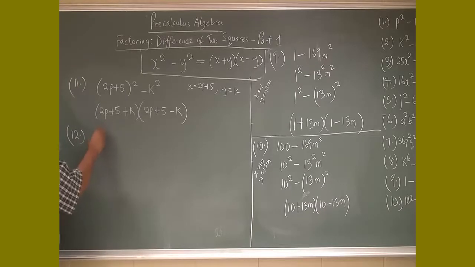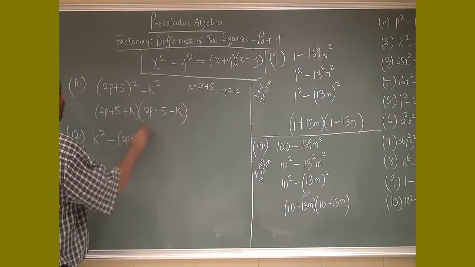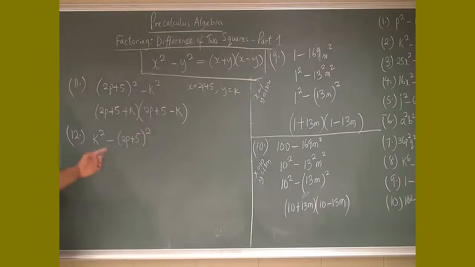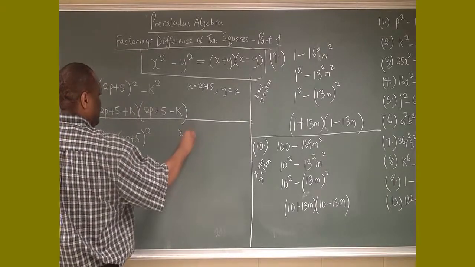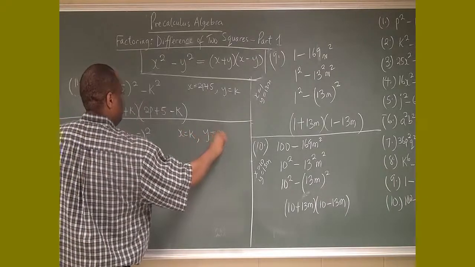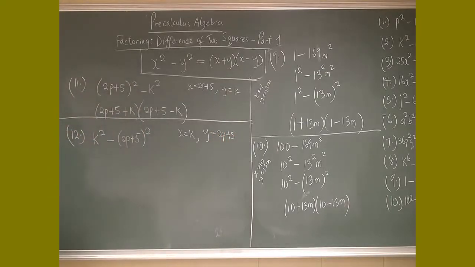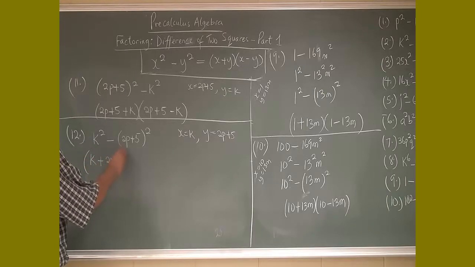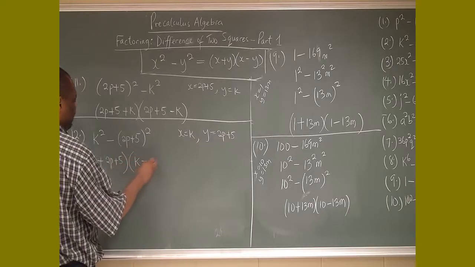12. k squared minus 2p plus 5 all squared. In this case, what is your x? Your x is your k, and your y is your what? 2p plus 5. Okay? So this will be what? K plus 2p plus 5 times k minus 2p plus 5.